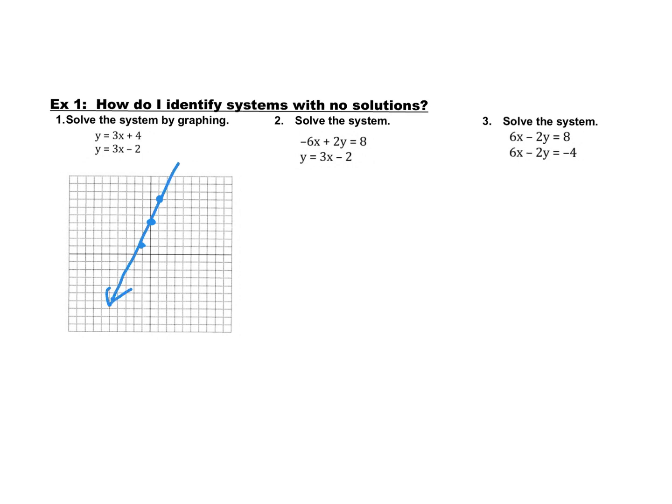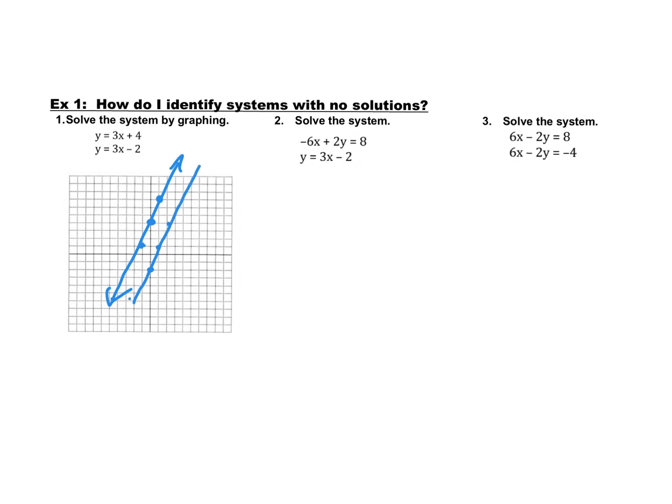All right, so we've got the first line. Now let's graph the second line, which is y is equal to 3x minus 2. This one we're starting on the negative 2, and then from there we're going up 3 over 1. Let's do it one more time. Now we'll draw a straight line.